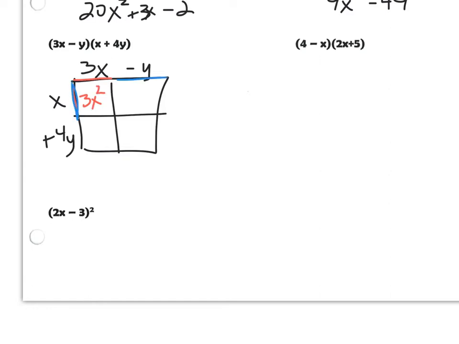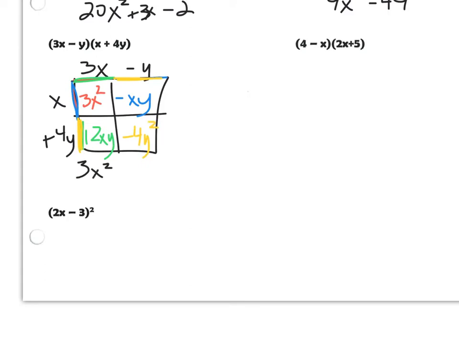So x times negative y is just negative 1 xy. Literally, just squish them. Then I have 4y times 3x. So take the numbers. 3 times 4 is 12. Squish together your variables. xy. And last, I have 4y times negative y. That would be negative 4y squared.